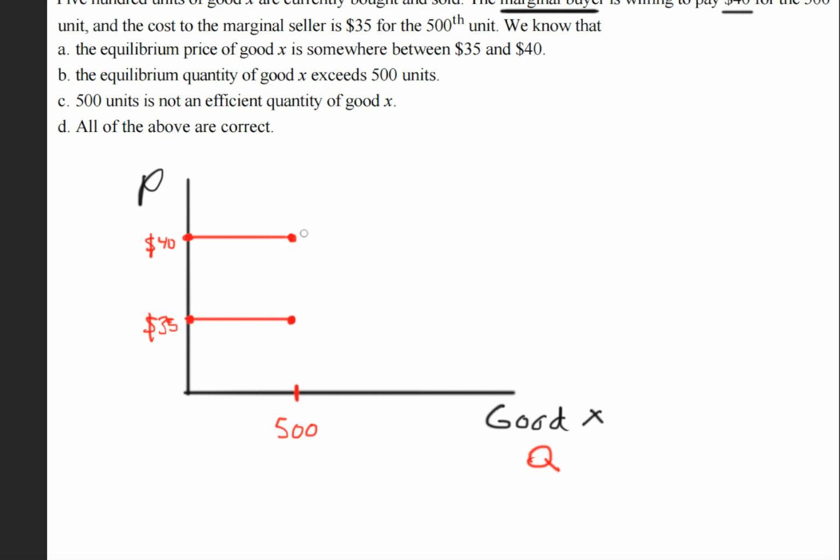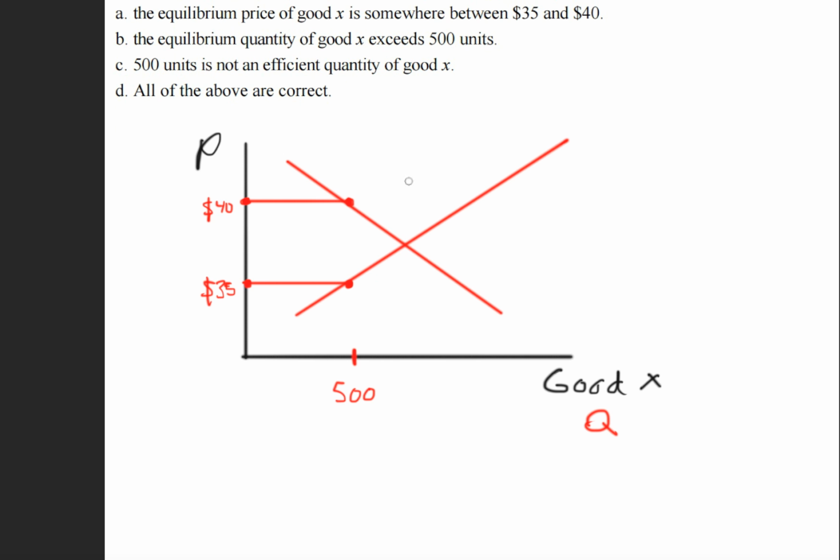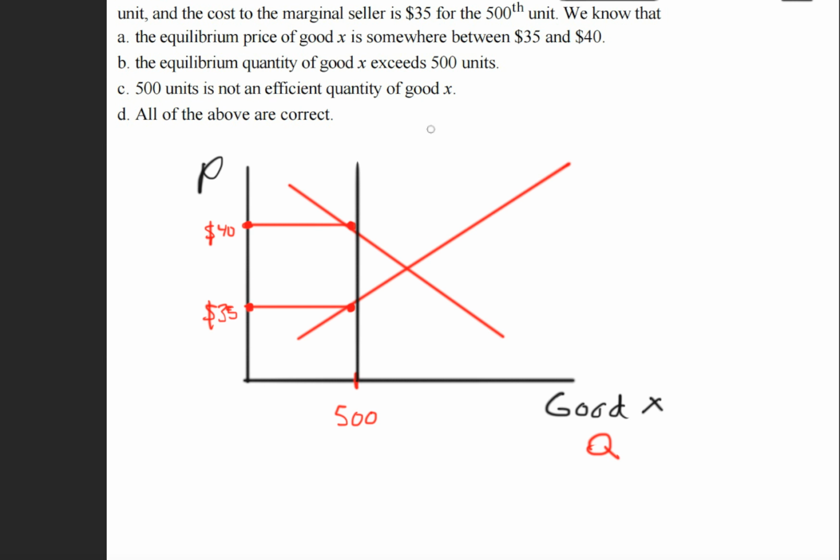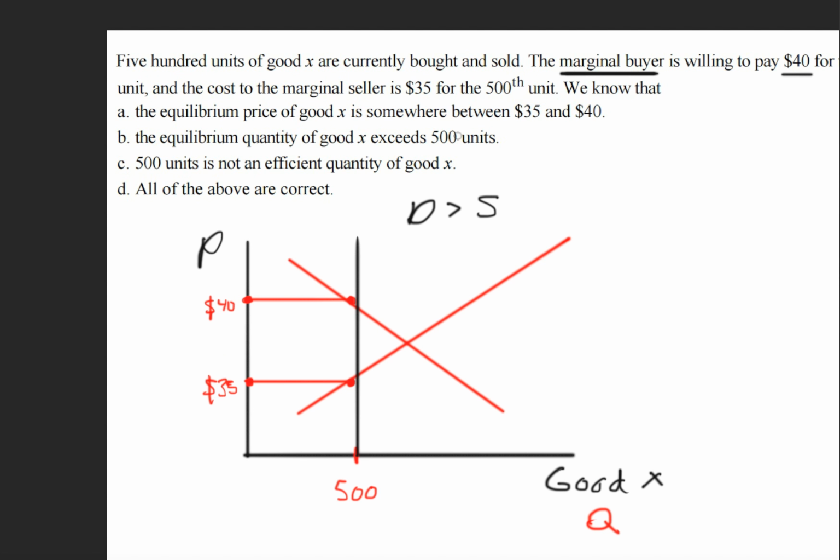So what I've done here is essentially I've marked where my demand and my supply curves are going to be. So now I've fully made my supply and demand curves. And as we can see here at the 500th unit, these are the points right here. So we can definitely tell that demand is greater than supply. So let's go through the answer choices.